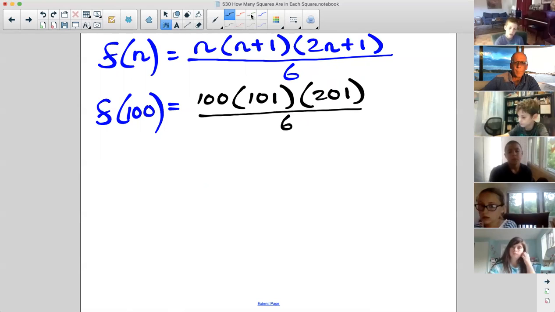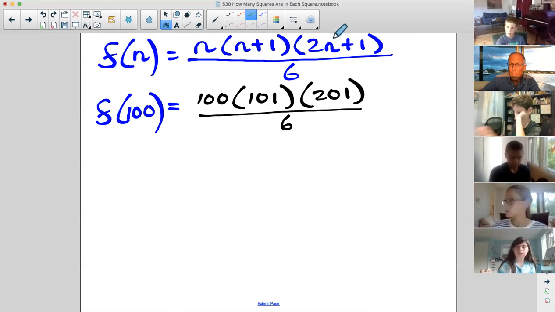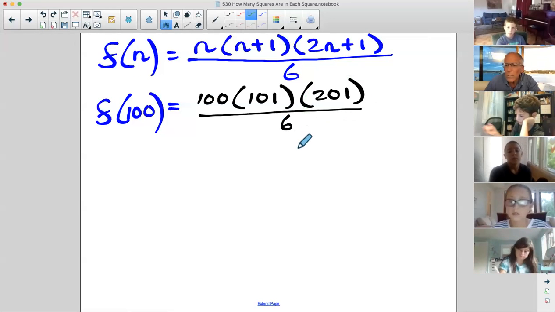Tegan, question. How many times do I have to multiply? So for the n, does that mean multiply 100 by 2 and then add the 1? Absolutely. And Tegan, when you do 100 times 2 plus 1, what do you get? 201. Exactly.